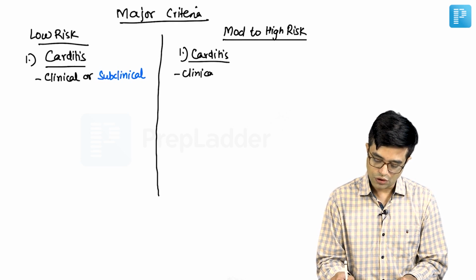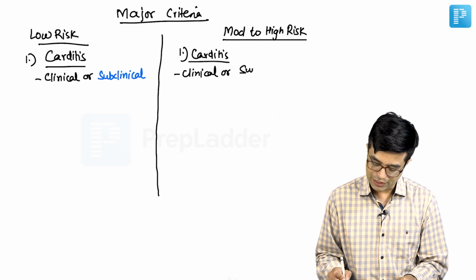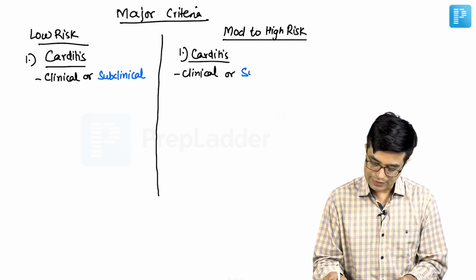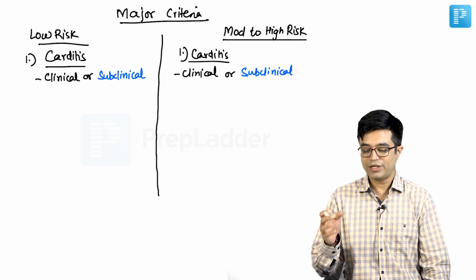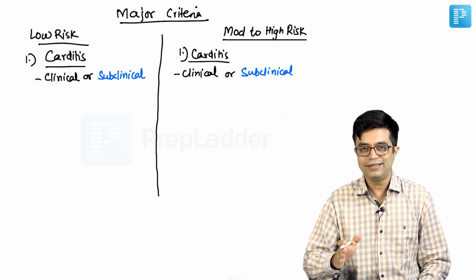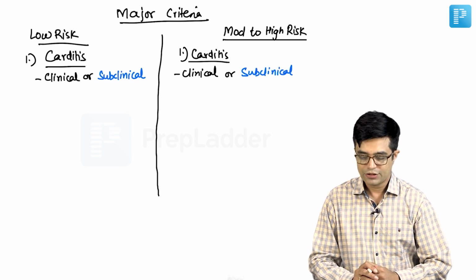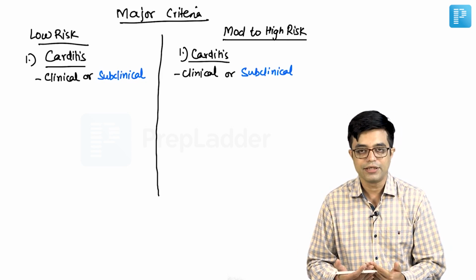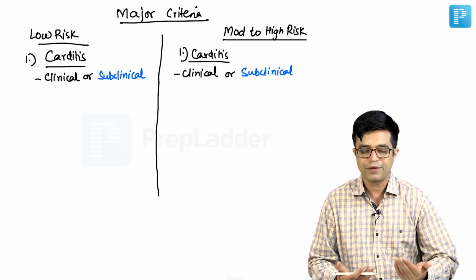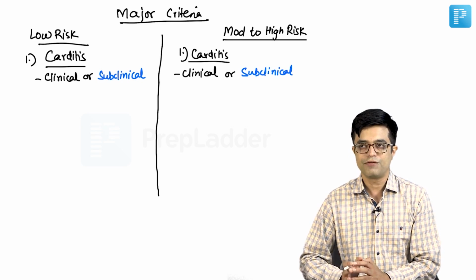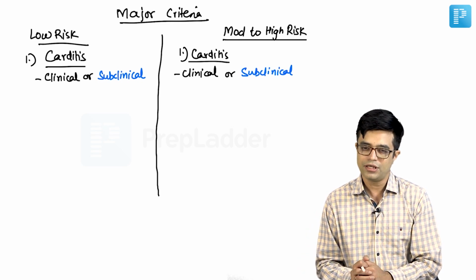Why am I using a blue pen to denote subclinical? Because subclinical carditis was included as a major criteria in the 2015 American Heart Association modification. So whether it produces a clinical syndrome of CCF, of regurgitation, or it is echocardiographic evidence of significant pathological regurgitation, any of the two will be considered to be a major criteria.